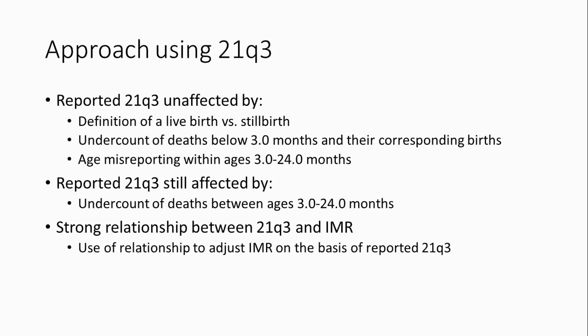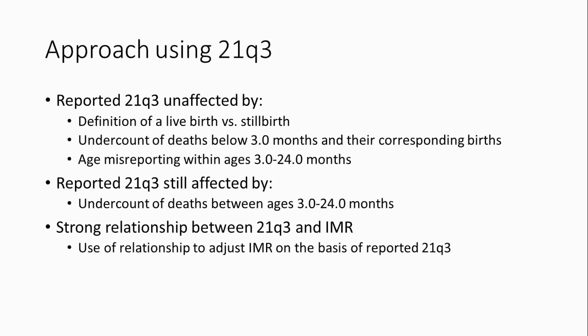It's not a perfect measure, obviously. This reported level of 21Q3 is still going to be affected by undercounts of deaths between ages 3 and 24. But the idea is that most of the problems identified in the VR data are occurring as age-heaping problems and what happens before 3 months as well. So we believe that 21Q3 is going to be a better measure facing these problems.